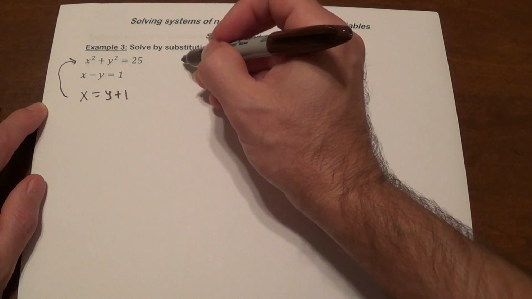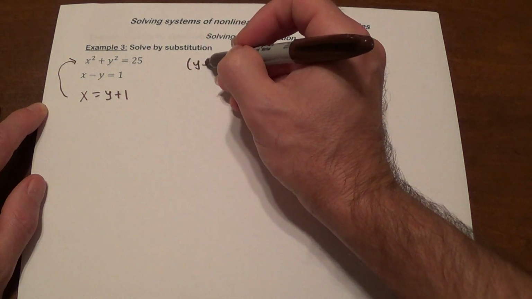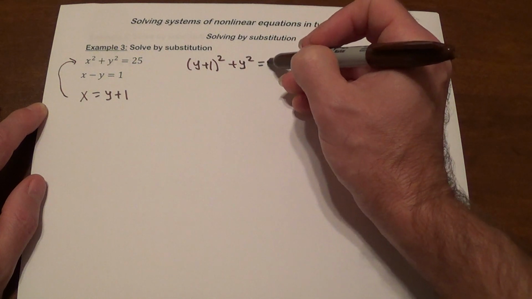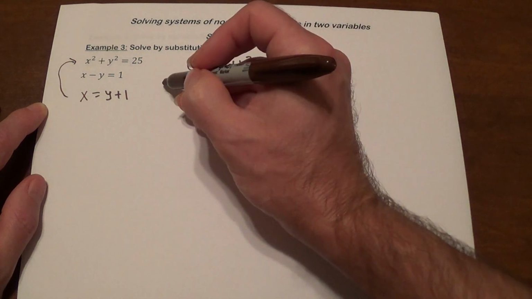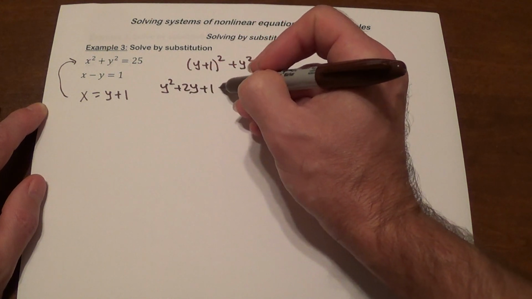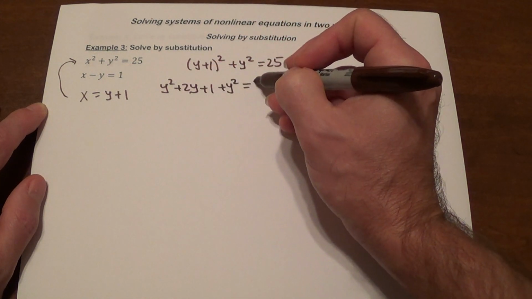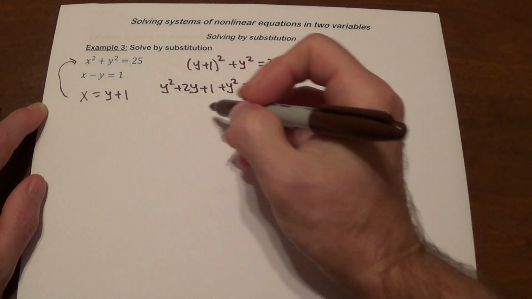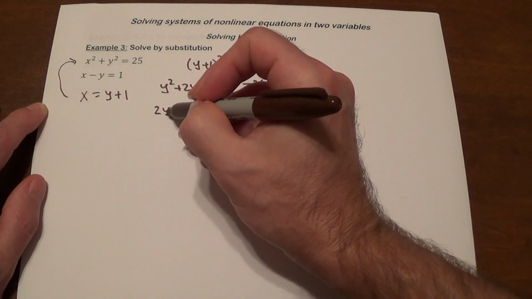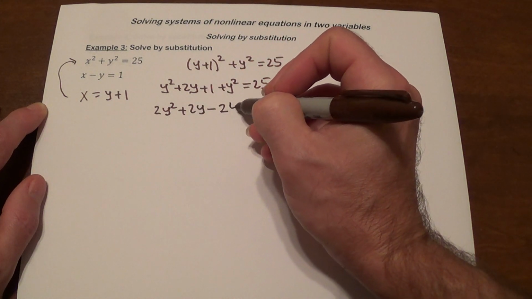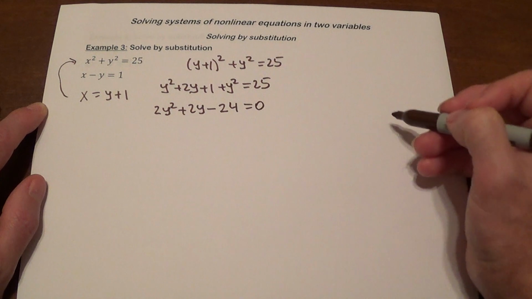So that's going to give us (y + 1)² + y² = 25. It's going to be y² + 2y + 1 + y² = 25. We are getting a quadratic equation. We're going to get 2y² + 2y − 24 = 0.